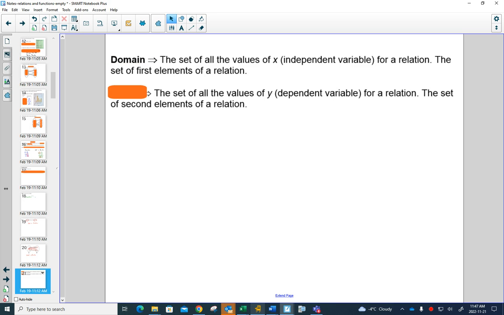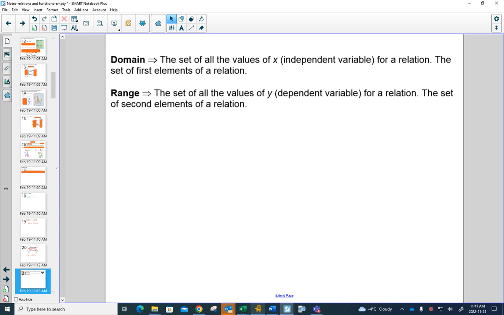We call all the x values in a function or a relation the domain, and we call all the y values the range. And so you're going to need to remember that domain goes with the x values, and range goes with the y values. Okay? The domain and the range.